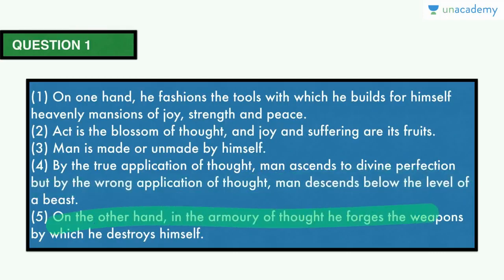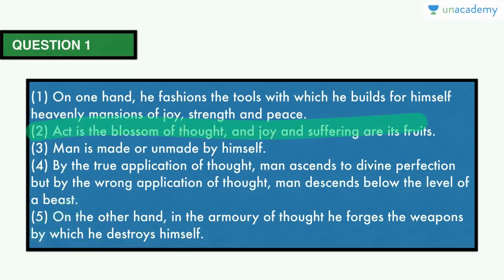On the other hand, in the armory of thought, he forges the weapons by which he destroys himself. On one hand, on the other hand, so these two sentences, 1 and 5, could make a pair. On one hand, he does this. On the other hand, he forges the weapons by which he destroys himself. So sentence 1 and 5 have to be there in the paragraph, because both of them cannot be excluded, there's only one excluded sentence. So this is good that we know that both of them will be included.